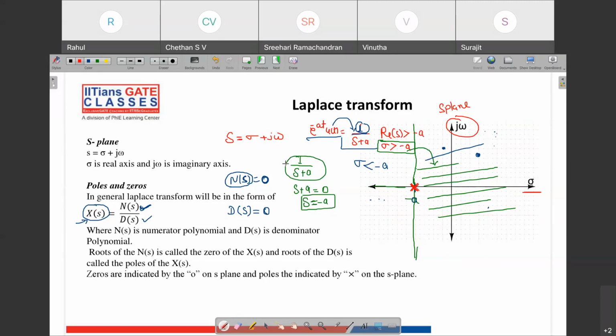And it doesn't have any zero. Generally, whenever you see an S-plane where the poles and zeros are given, they will be marked by either a cross or a circle. As you can see, when I have a cross here, that means this is the point where we have one pole. And whenever you see a small circle like this, that point represents a zero of the Laplace transform.